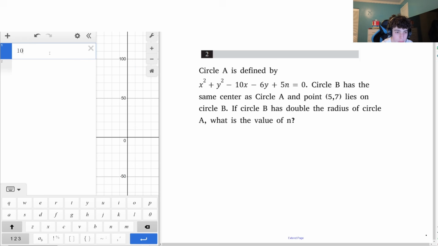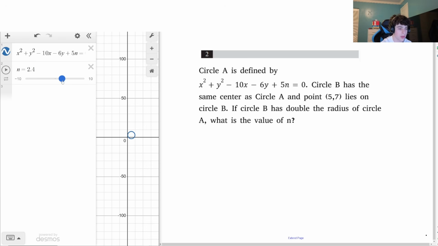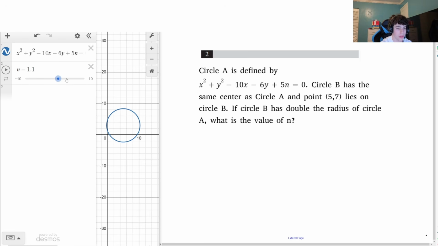So the first thing you might try to do here is put this into Desmos, so we're going to have x squared plus y squared minus 10x minus 6y plus 5n equals 0. The problem here is that you can't really figure out any of the information here because you don't know any of the points that lie on circle A, right?